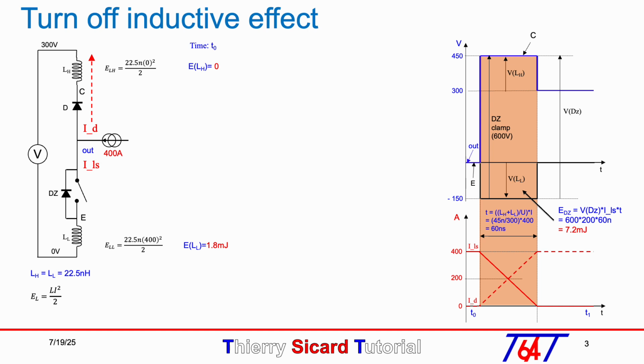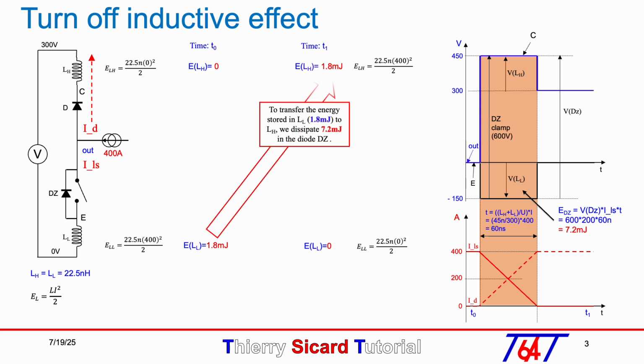At time t1, the energy stored in LL becomes zero because there is no longer any current. Conversely, the energy stored in LH is 1.8 millijoule due to the 400 amp. To transfer the 1.8 millijoule from the lower LL inductor to the upper LH inductor, we lost 7.2 millijoule in the DC blocking diode. The 600 volt DC blocking diode and the 300 volt power supply result in 300 volt on both LL and LH, noted in red.